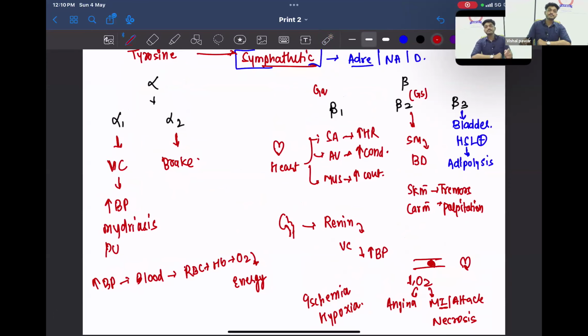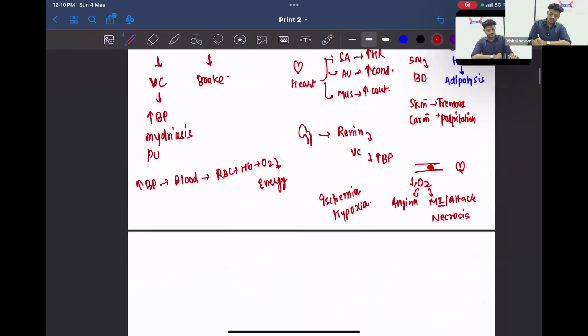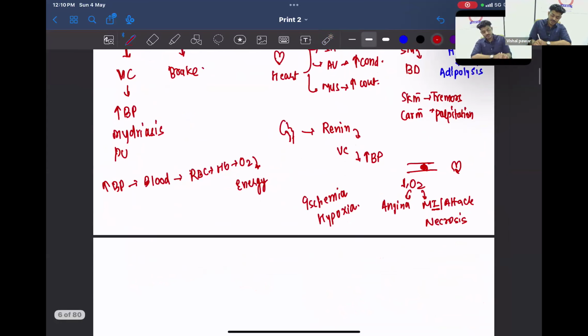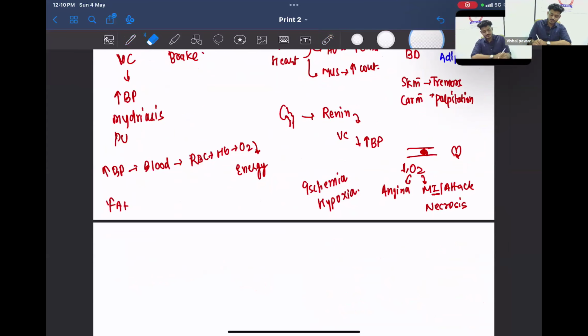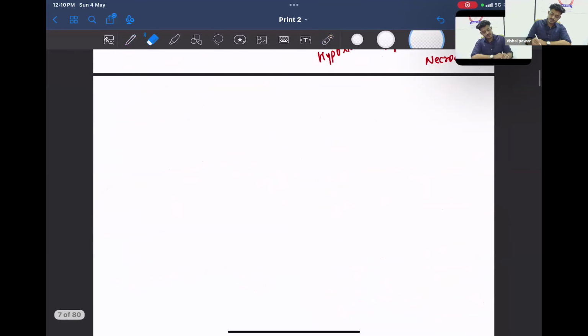Lipid is a... What is the composition of lipid? Lipid is fatty acid plus, let me just give it from the basics. Okay. Long chain of triglyceride is known as what?